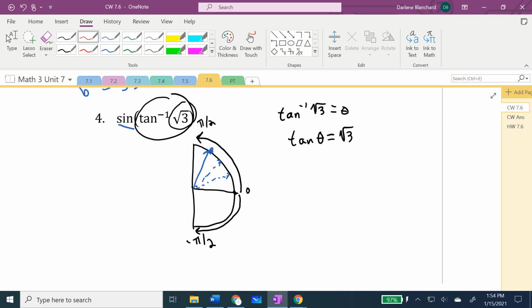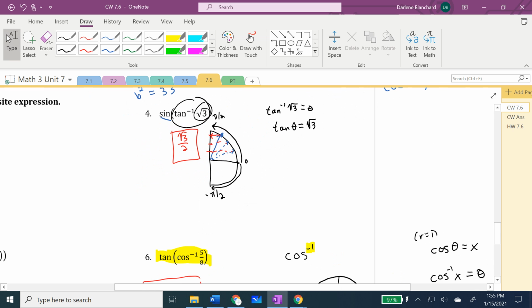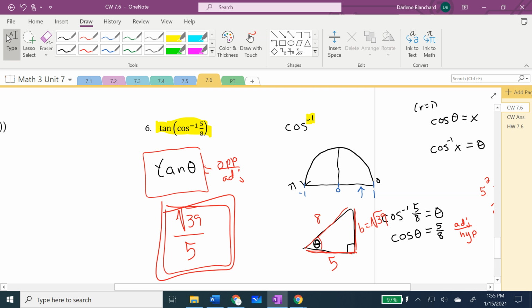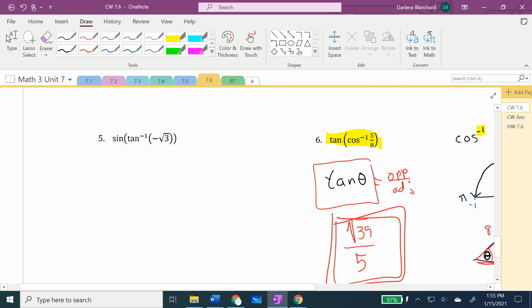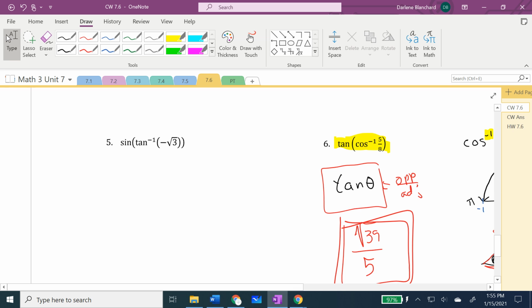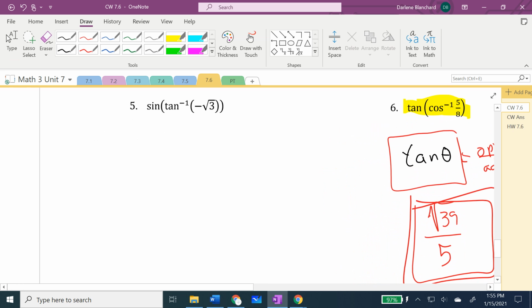The sine is the y-coordinate of that point on the unit circle, and the points on the unit circle for y-coordinates are 1 over 2, root 2 over 2, and root 3 over 2. So this expression turns into the y-coordinate root 3 over 2. Now, you could, again, go through the process that I did over here with number 6, but I think it's faster if you have some unit circle to work with.